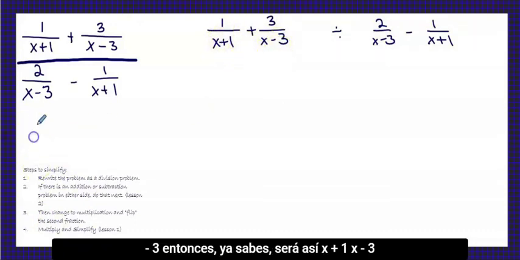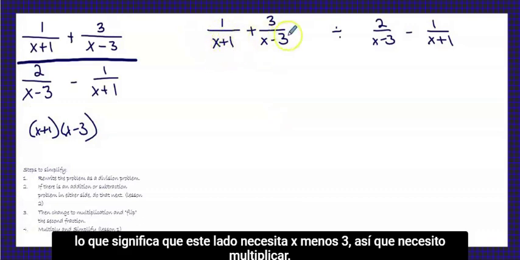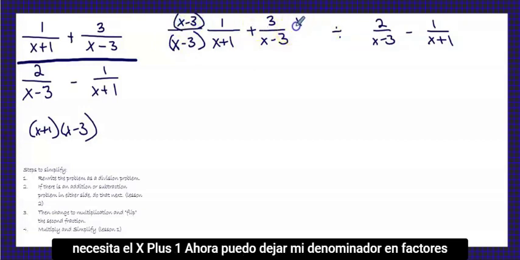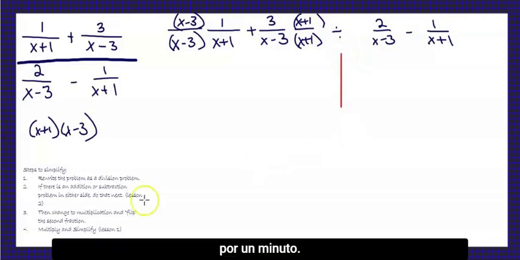So it's going to be x plus 1, x minus 3, which means this side needs the x minus 3. So I need to multiply times x minus 3 over x minus 3. And then this side over here needs the x plus 1. Now I can leave my denominator in factored form, remember. I'm going to draw a line here too, so I can keep these separated for a minute.